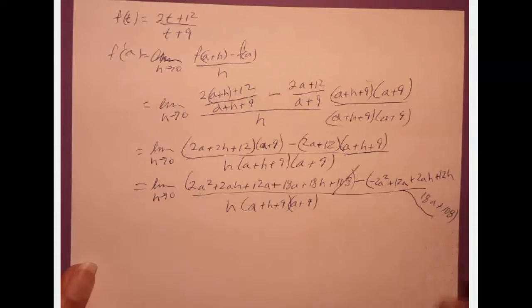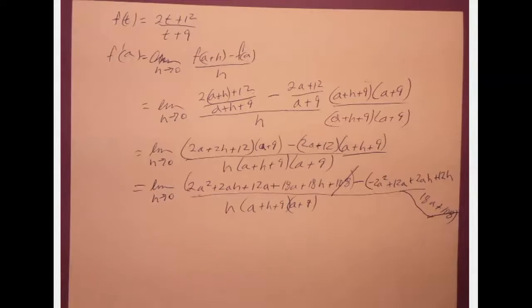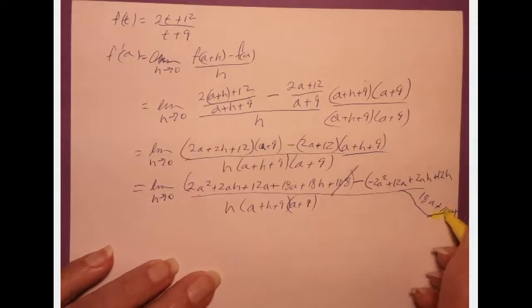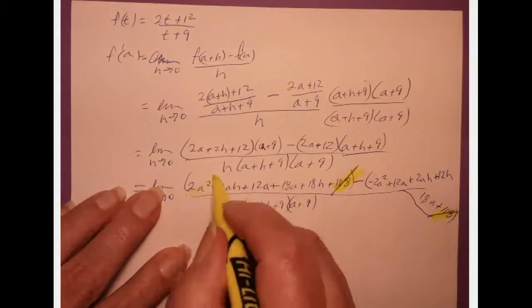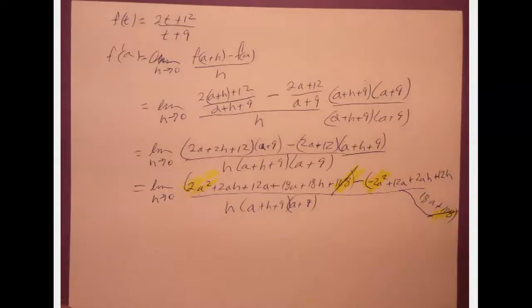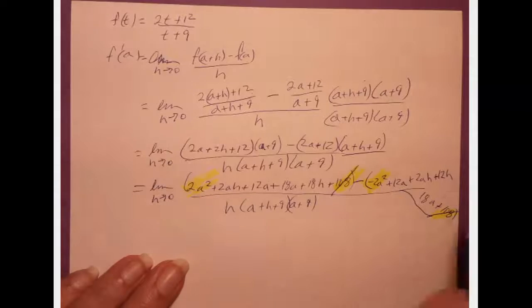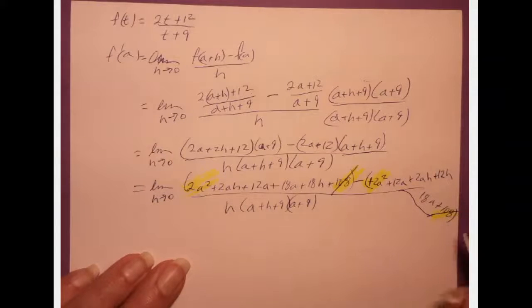So I know my 108s are going away. So these definitely went away. And if I'm really careful, I'll get rid of some other stuff. So this went away. 2a squared is going to go away. That should be a positive 2a squared there. I missed a sign. 2a squared. And I think that's all that goes away.